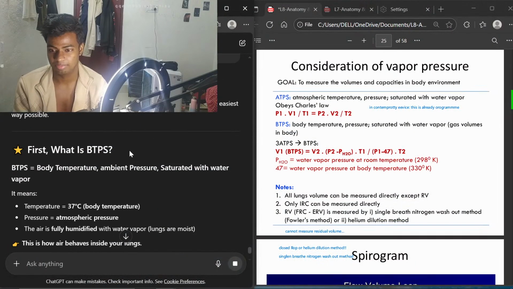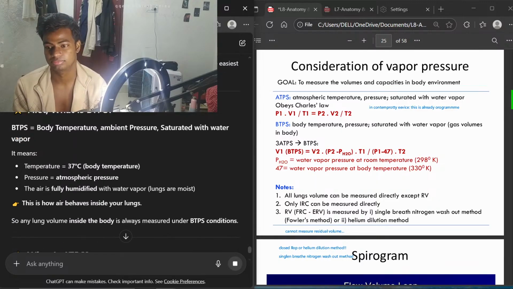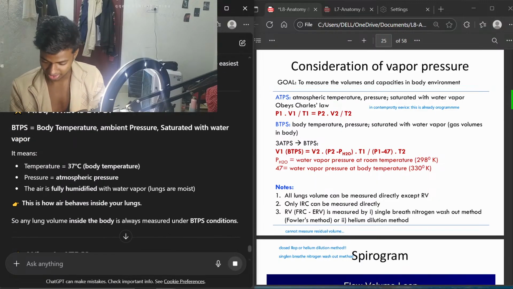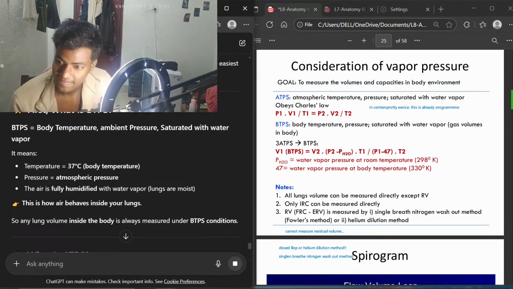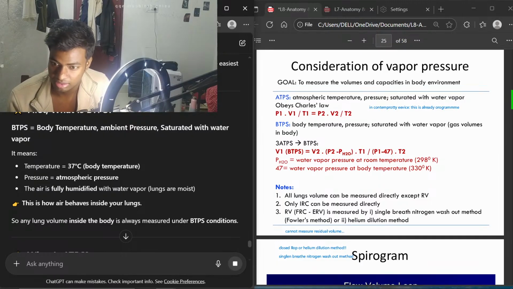Body temperature, ambient pressure, saturated with water vapor. At 37 degrees body temperature, it also refers to the air being fully humidified with water vapor.